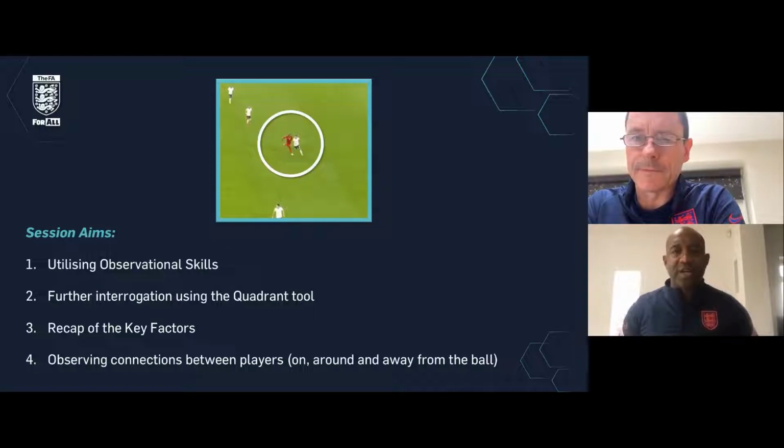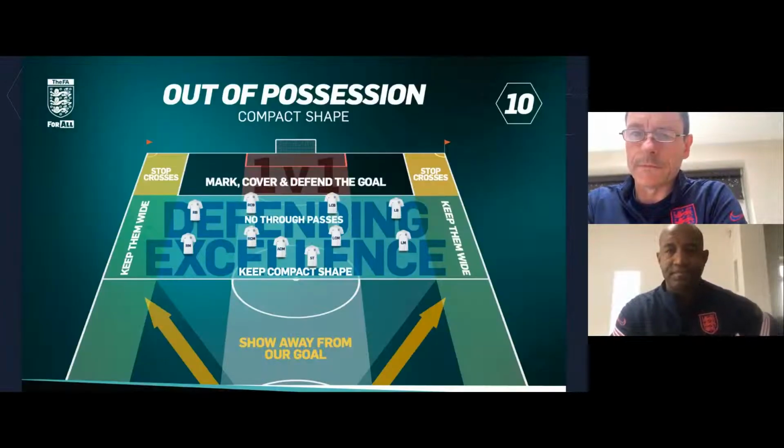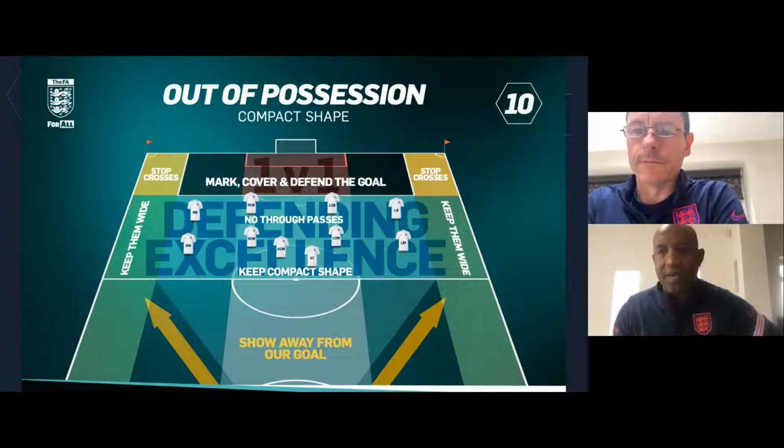Okay, so session aims today: we're going to utilise our observational skills, further interrogate using the Quadrant tool, and recap on key factors, observing connections between players on, around and away from the ball. And here's just a typical diagram of England DNA out of possession, compact shape. So as you can see: show away from goal, keep them wide, stop crosses, keep compact shape, no through passes, mark, cover, defend the goal.